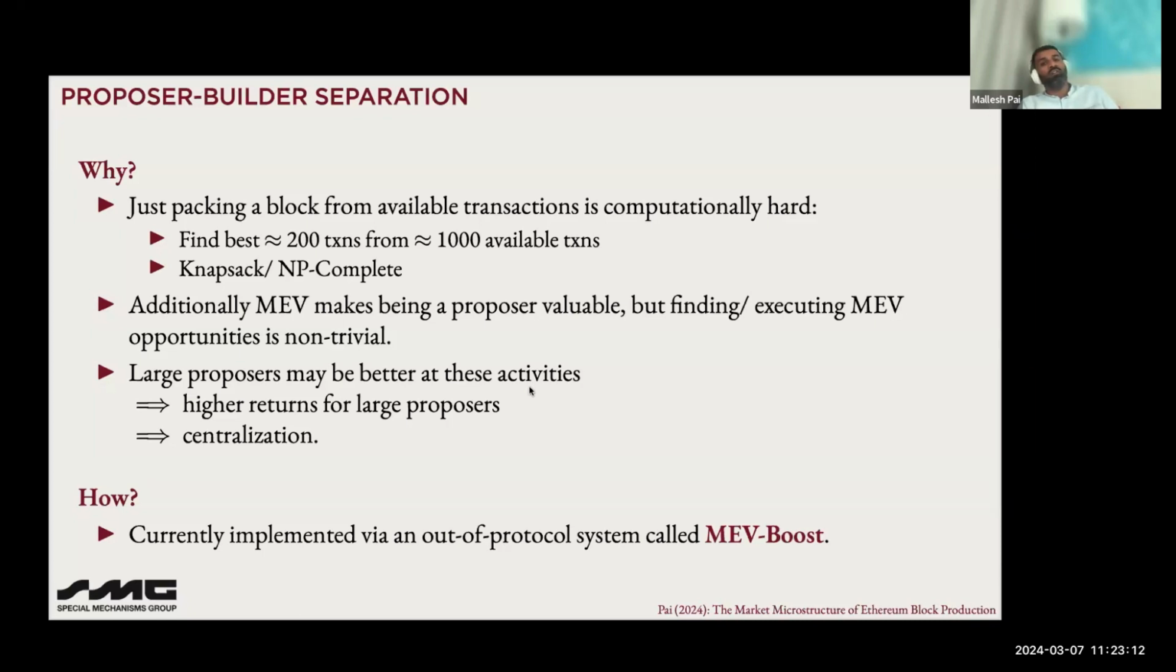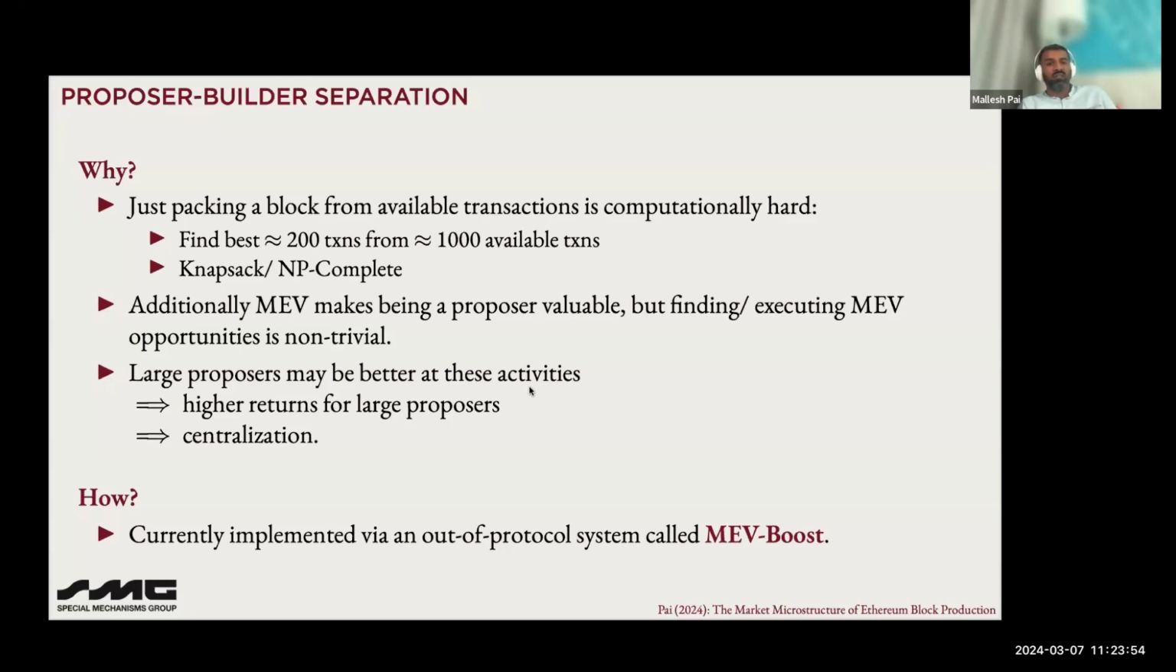On top of that, you have all the additional rights you are granted, and all the additional potential extractable value, what we call MEV, which makes being a proposer valuable. But finding or executing these opportunities is highly non-trivial. For example, identifying that I could make some profit if I inserted a transaction in the middle of two transactions, or if I created my own additional transaction between those two transactions. These are all non-trivial things that maybe proposers do not have the capabilities to do, or several of them don't.